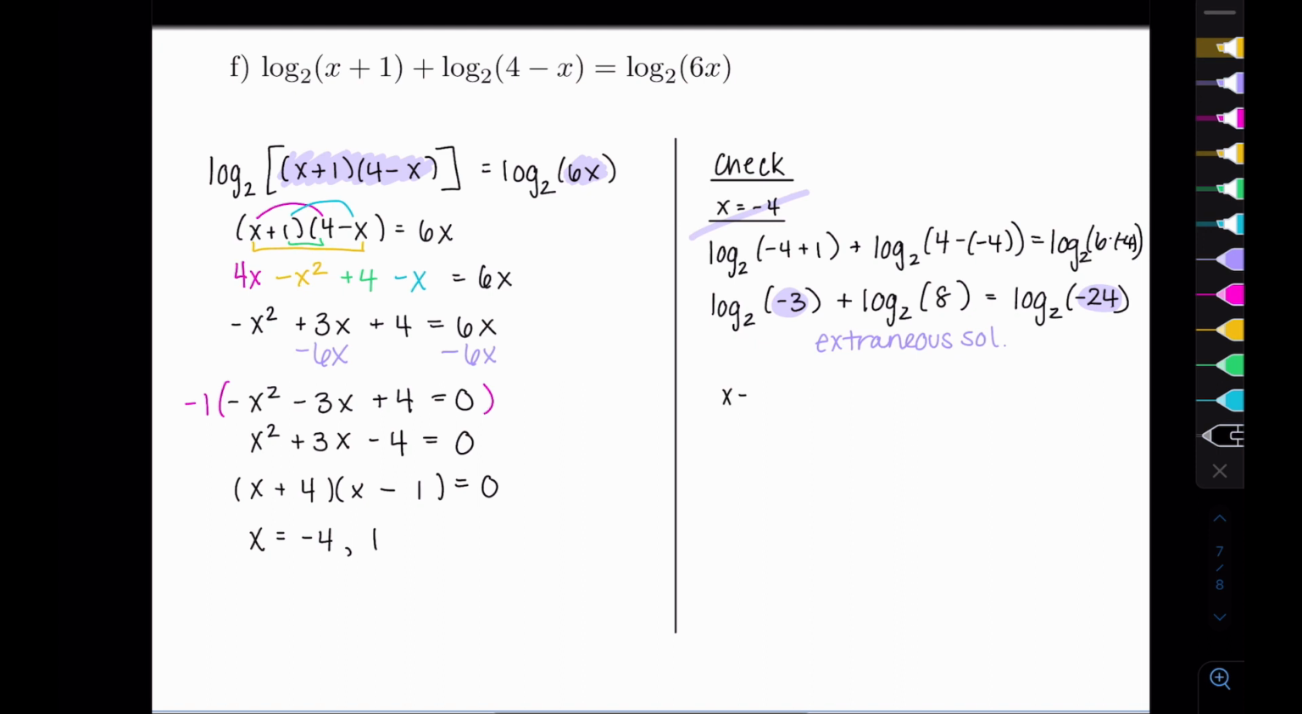Right? Hopefully then, at least this one works. So if we plug in +1, this would be log base 2 of 1 plus 1. So that's good, log base 2 of 2. Then we have log base 2 of 4 minus 1. Again, no issues there. And this is log base 2 of 6 times 1. Also, no issues there. So these three work, which means x equals 1 is the only solution to this equation.